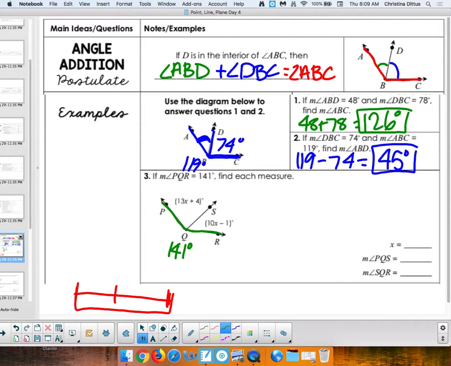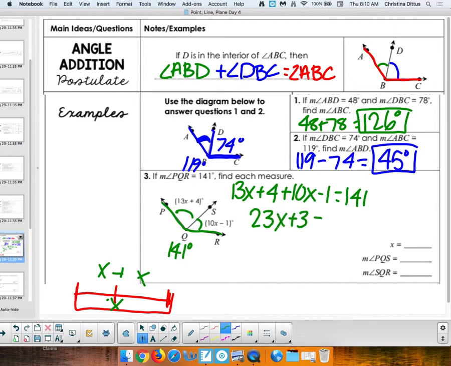Add the two small angles. Add them and equal what? Good, 141. So you take 13x plus 4 plus 10x minus 1 is equal to 141. Kind of like before when we took our tops plus our tops and said equal to our bottom. Same sort of thing: inside plus inside is your outside. How much x do I have on the left side? 23. 23x plus how much? 3. Equal to 141.